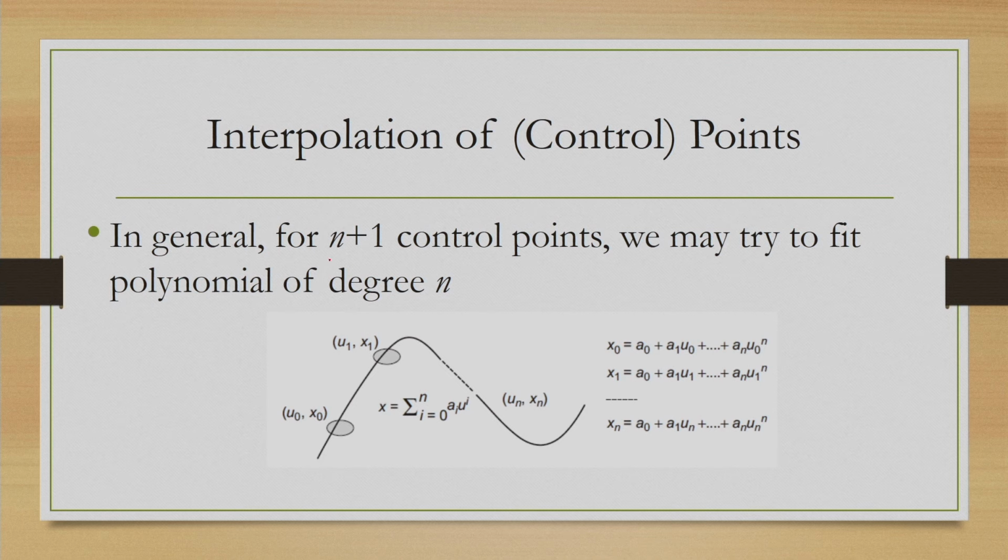Therefore, we can say that in general for n plus 1 control points, we may try to fit a polynomial of degree n, which is pictorially depicted in this figure. We are given these control points through which we are trying to fit a curve, and if the number of control points is n plus 1, then the polynomial that we should work with should have degree n ideally. Note the system of equations that we have mentioned here.